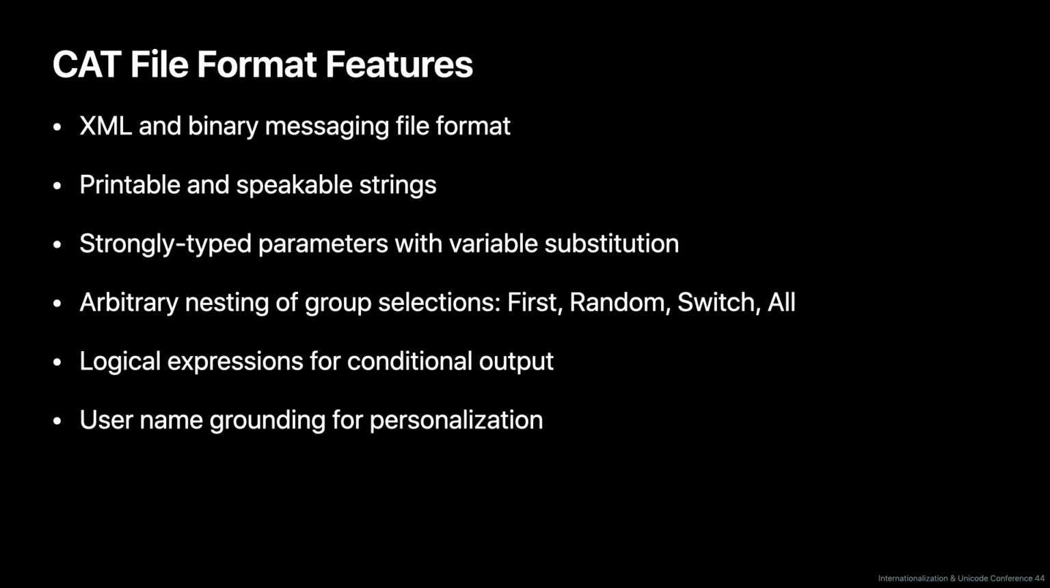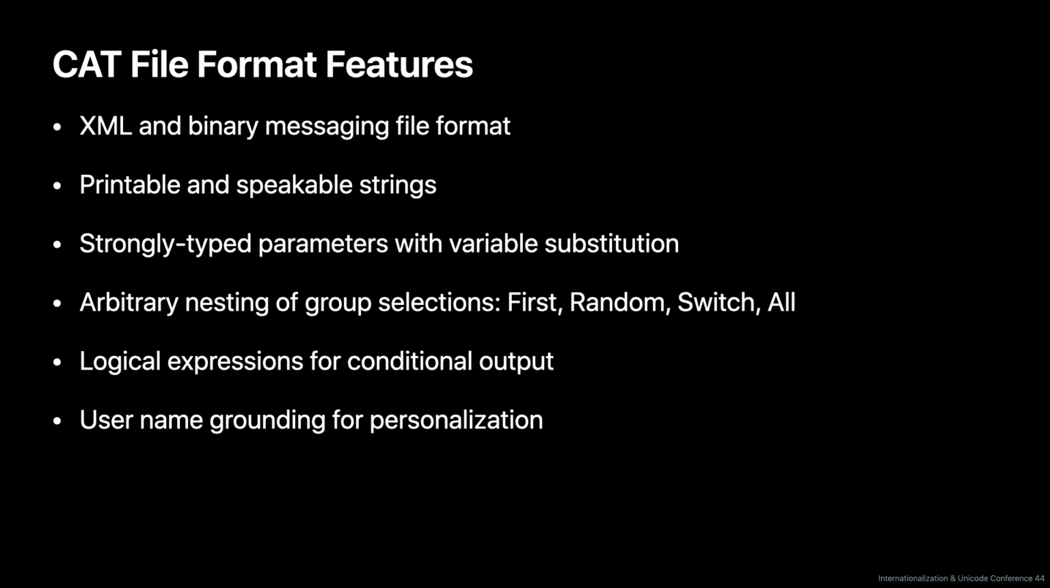For Siri, we need to display the generated language on screen, but we also need to speak it using our text-to-speech or TTS engine. So for all dialogue that can be represented in a CAT file, you can specify separate printable and speakable strings where you need to. For the speakable strings, you can use SSML, or speech synthesis markup language, to control the prosody of the spoken language. CAT files also let you embed references to parameters whose values are supplied at runtime.